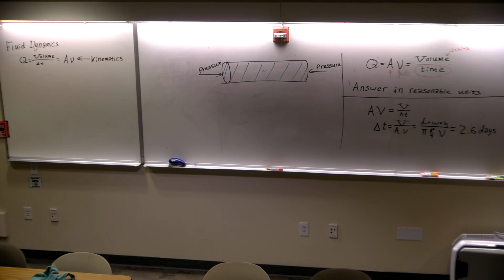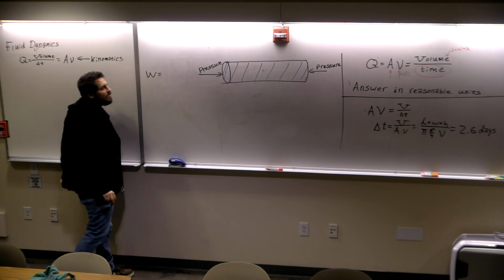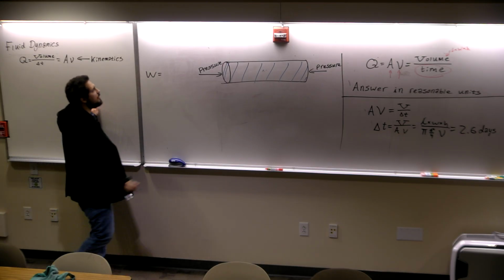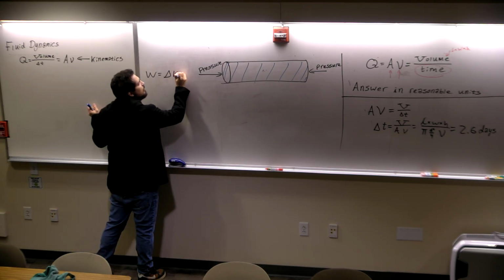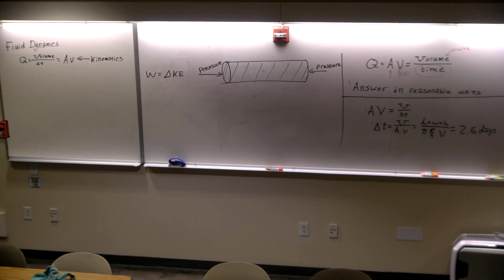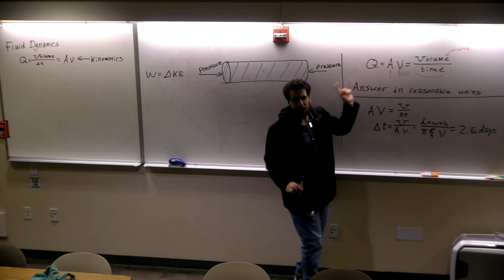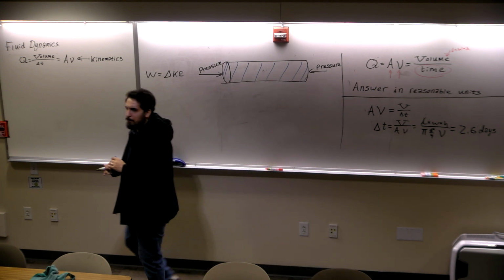We'll start off with work. Why do we start off with work? Well, work tells us about a change in kinetic energy, provided there are no potential energies in the system, and for right now we will assume no potential energies in the system. So if we can figure out the work, we can say something about the speed, and if we can say something about the speed, we can say something about the flow rate. So it seems like a good first step.